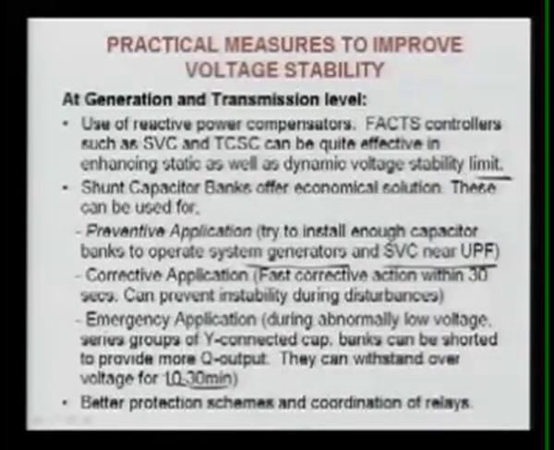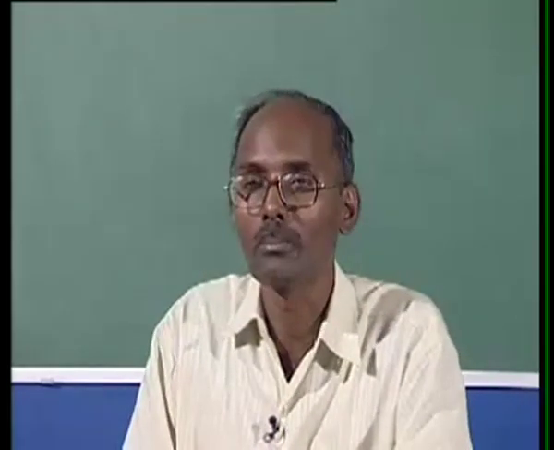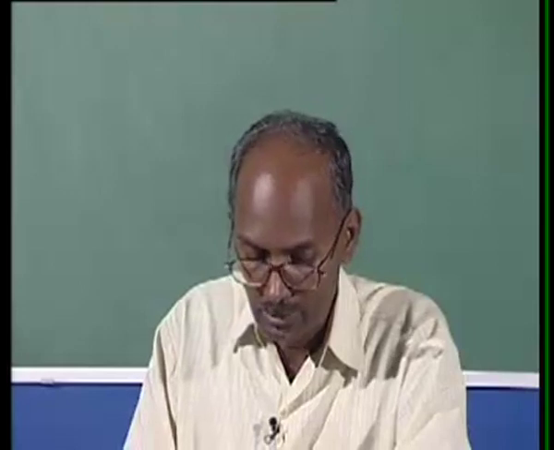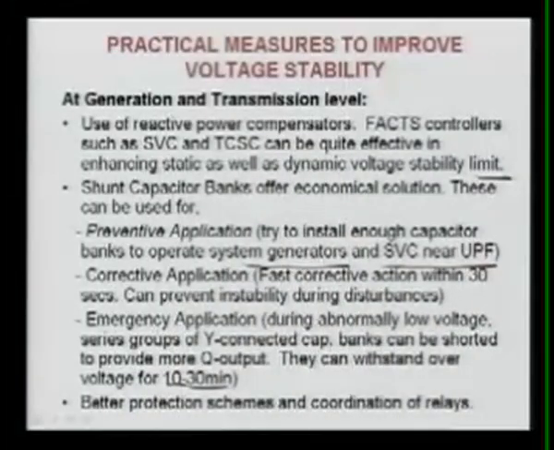As you know, due to the low voltage profile, if one line or one generator is tripped, then there may be cascade tripping. The voltage will keep on going down, and there will be cascade tripping, and then your whole system may be in collapse or dark. So better protective schemes and the coordination of relays are also very important for improving the voltage stability of the system.